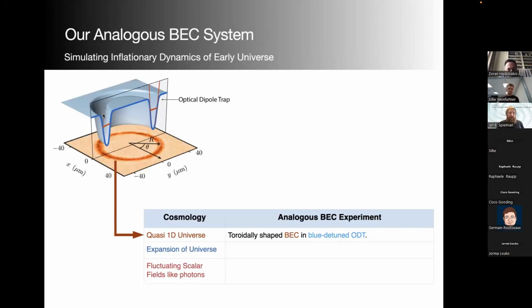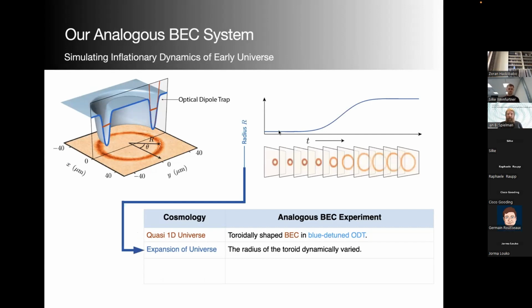So here's sort of the cartoon representation of our system. We create an optical field, which is approximately represented by this blue topographical map. The idea then is that the ground state might be denoted by the red bar inside this. In fact, that's more like the chemical potential. A surprise to us is that the potential actually is quite harmonic near the minimum, even though we thought we had the resolution to print a flat bottom, and we'll see later how we have confirmed that that's the case. So then our quasi-1D universe is a toroidally shaped BEC in a blue-detuned potential.